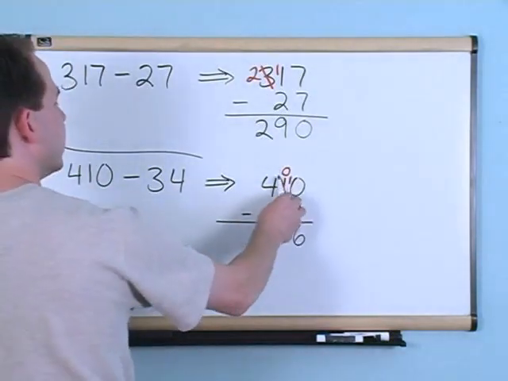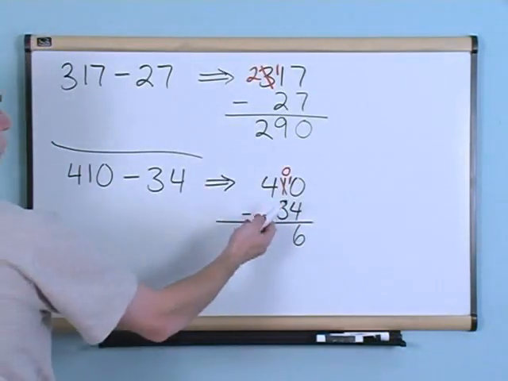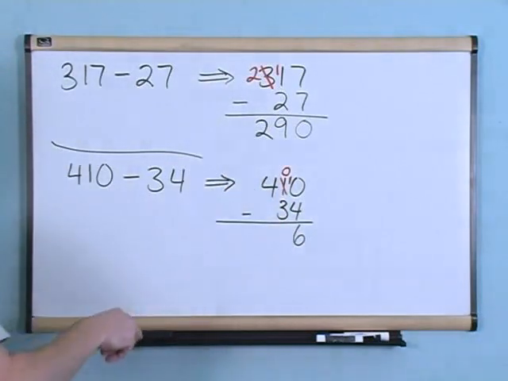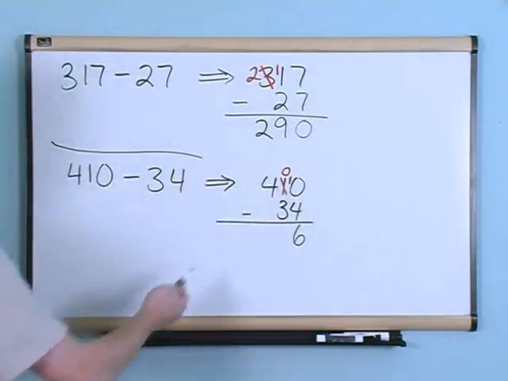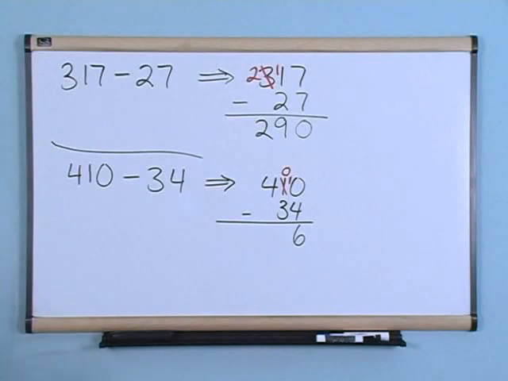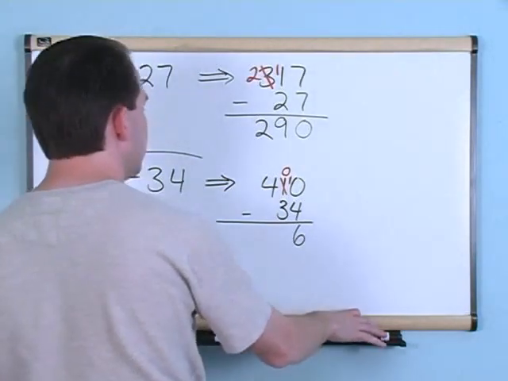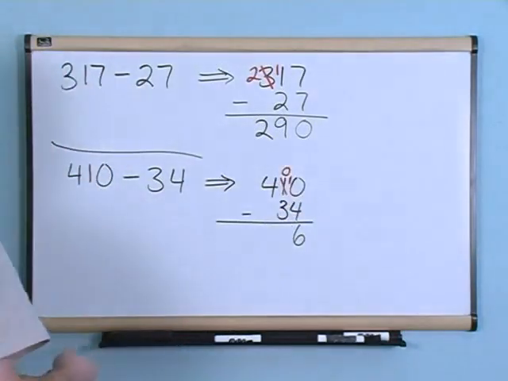Now let's move to this column. Here, we don't have 1 anymore. That 1 is gone. What we have is 0 minus 3. Well, here we have the same problem as before. We have a smaller number trying to subtract a bigger number.